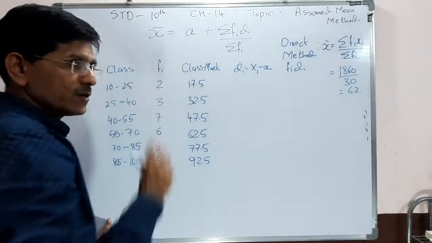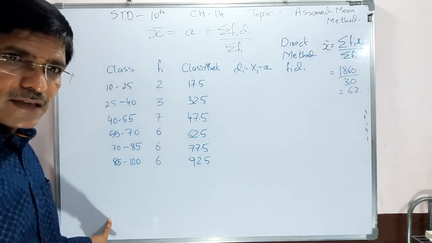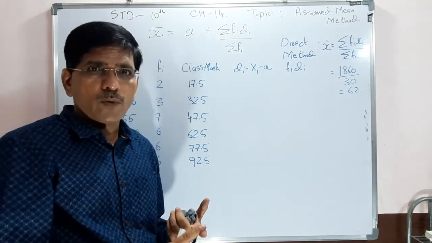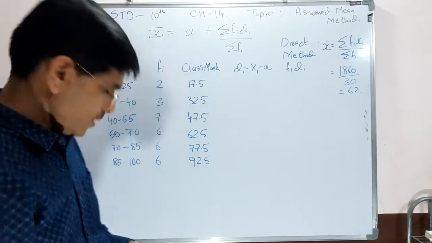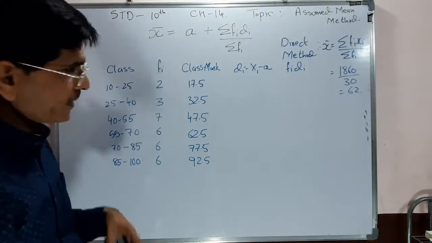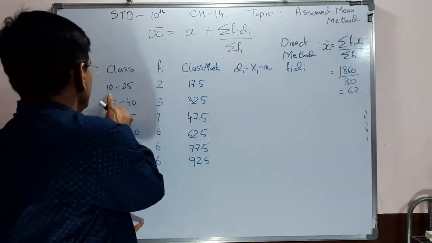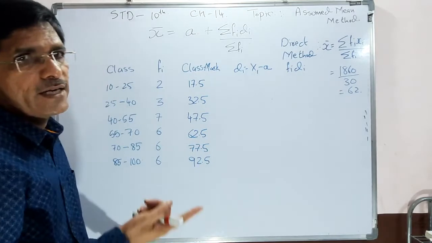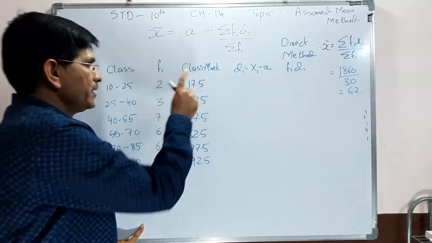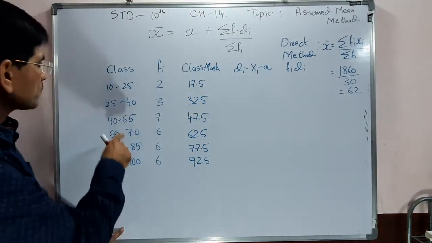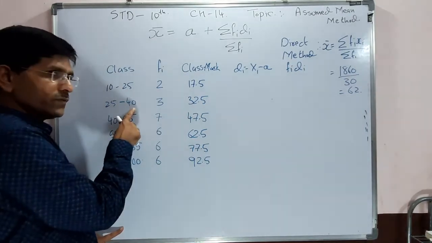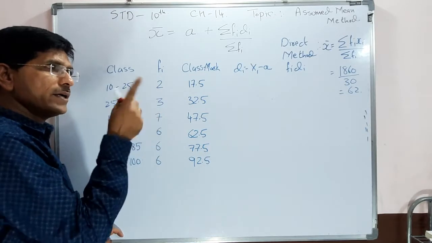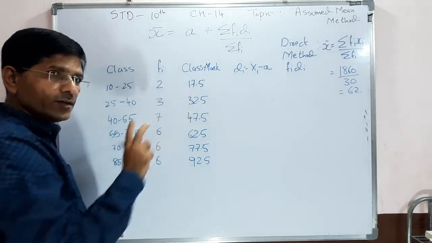Now the class mark. How can we find the class mark? Anyone say how we can find the class mark? Upper limit plus lower limit divided by 2. So 10 plus 25, that is 35, divided by 2, that is 17.5. Same thing, 25 plus 40, that is 65, divided by 2, that is 32.5.